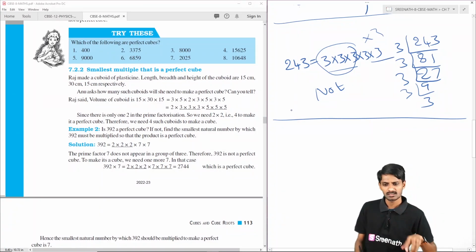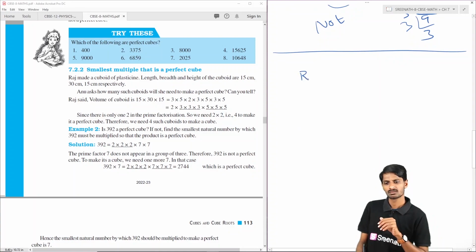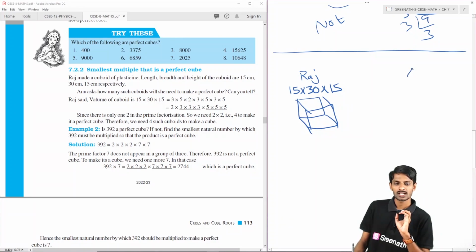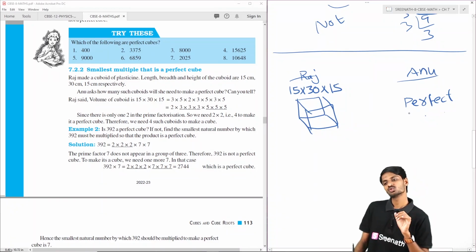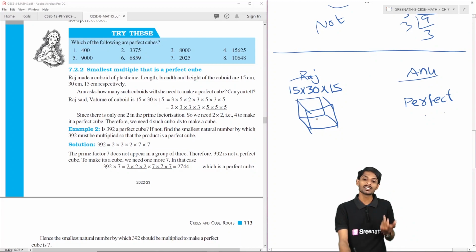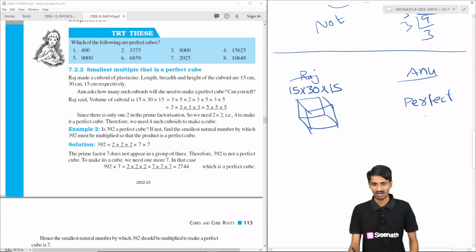Okay, students, can you understand it? So Raj had made a cuboid whose dimensions are 15 into 30 into 15. Next, Anu wants to make a perfect cube. For a perfect cube, length, breadth and height are all the same. So to make a perfect cube using these cuboids, how many cuboids of this type will be required?